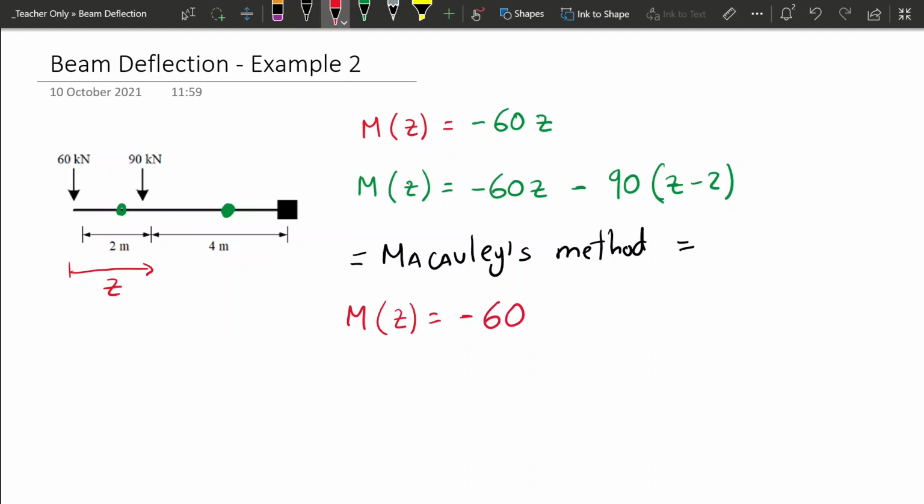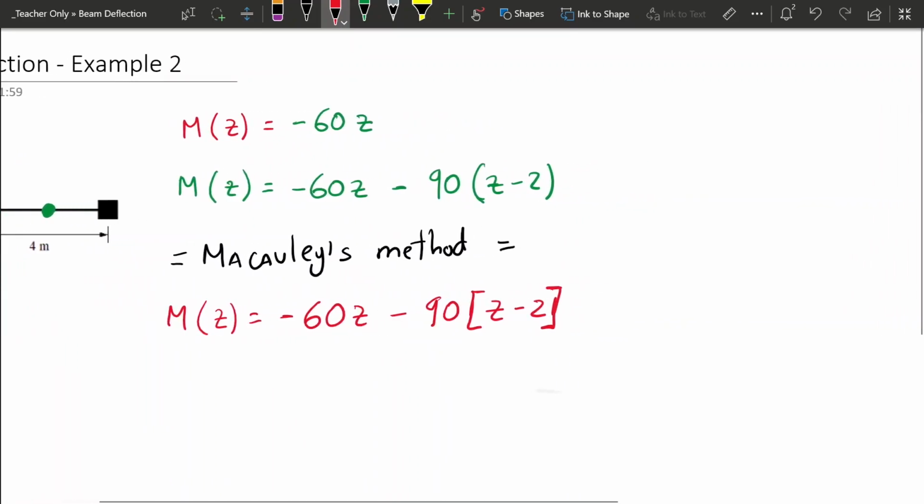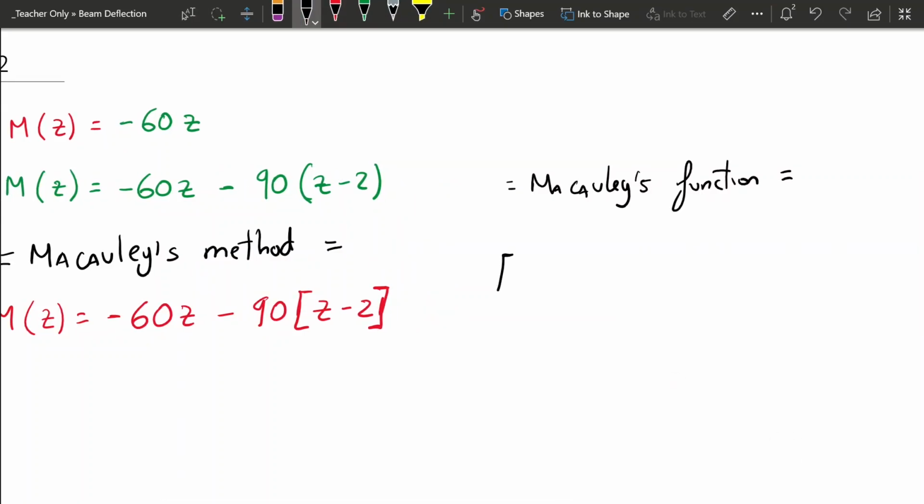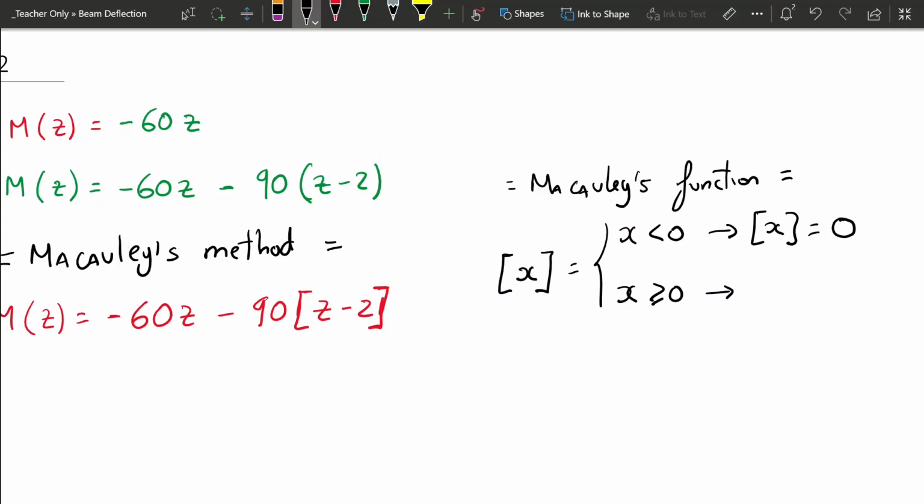So if I write this as 60z and then minus 90, and then I put some square brackets here to indicate that something different is happening. The idea of these square brackets is a Macaulay's function. If we take some value of x and put these square brackets around it, just to indicate we're using a Macaulay's function, we get two different outcomes. If x is negative, we assume the value of the function to be equal to 0. But if x is positive or equal to 0, we take the value of the function to be equal to x.